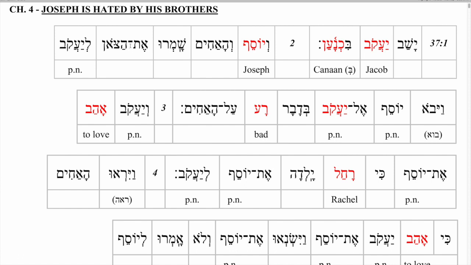and then our next word is et, and then we have a makef, that's our little dash there. Et, that's our direct object marker, right? It doesn't mean anything. It just tells you what did they watch, what's coming up. Et, what comes after this, that's what they're watching. Ha-tzon, notice, hey patach dagesh, that is our definite article. So what did they watch? Joseph and the brothers watched the tzon.